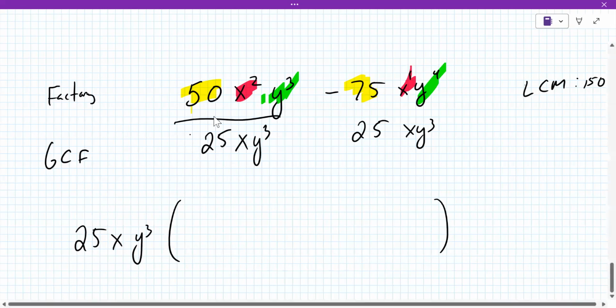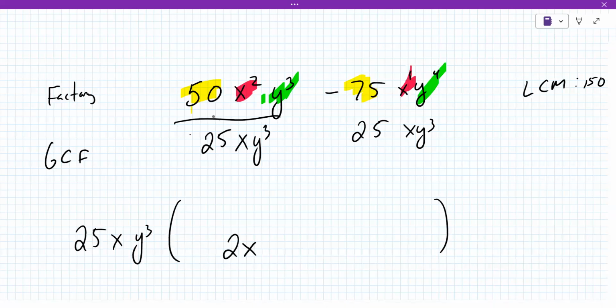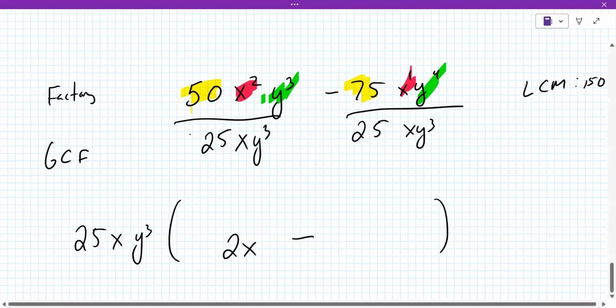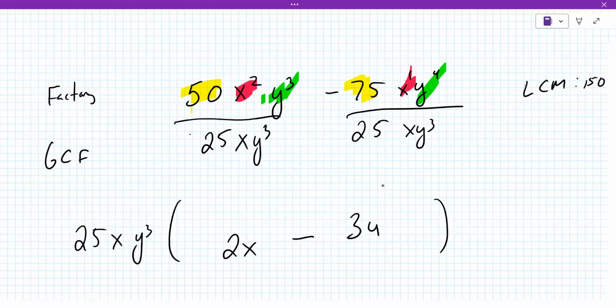So you want to just do it? Okay, go ahead. Is it just 2x? For the first one, it is 2x, so not too bad. How about for the second one? For the second one, it is 3y. 3y, good.